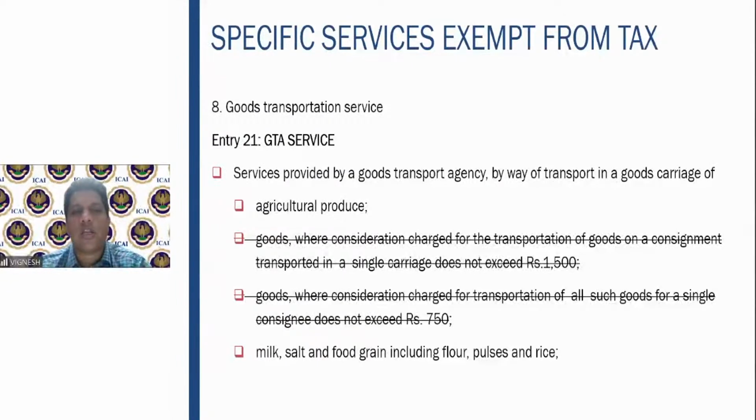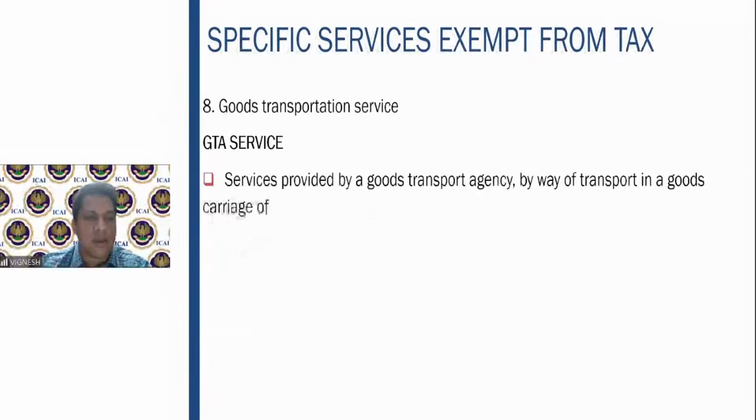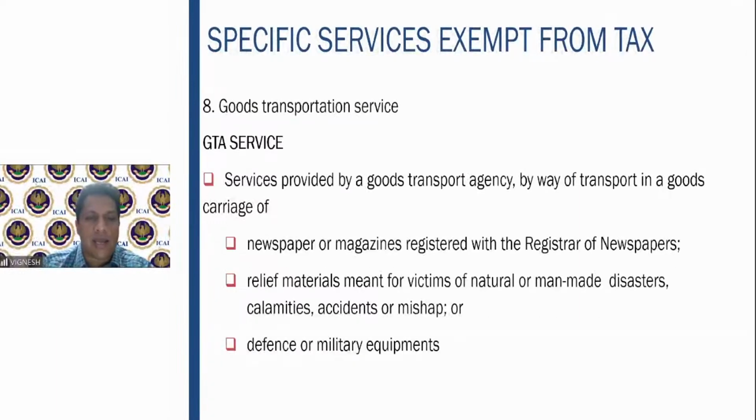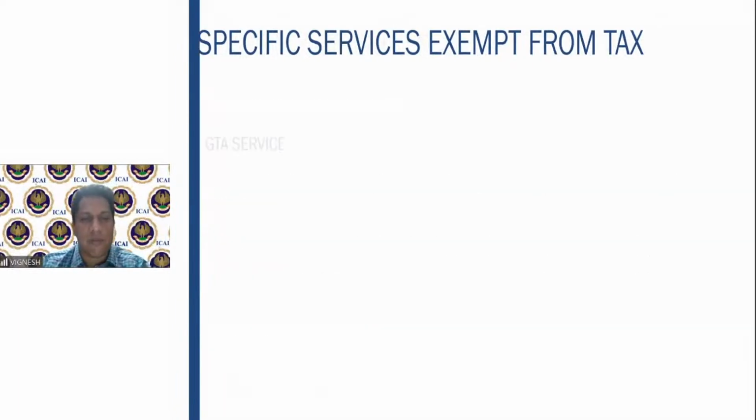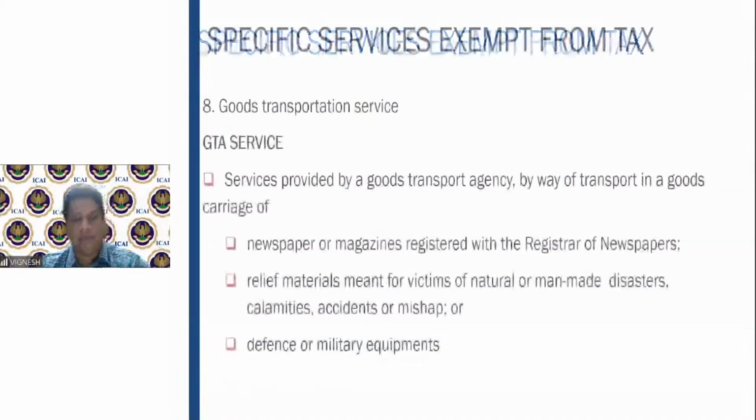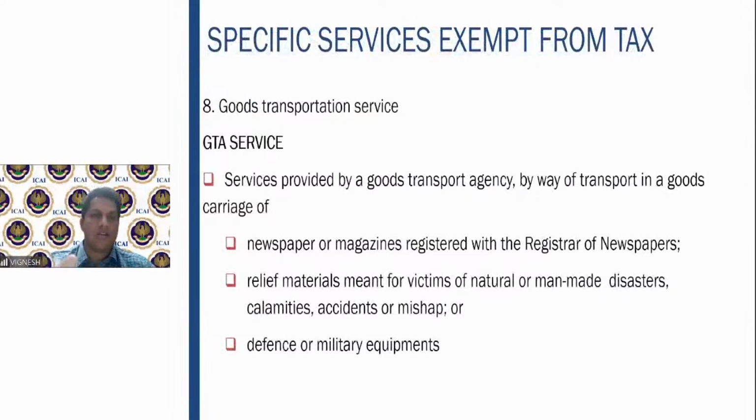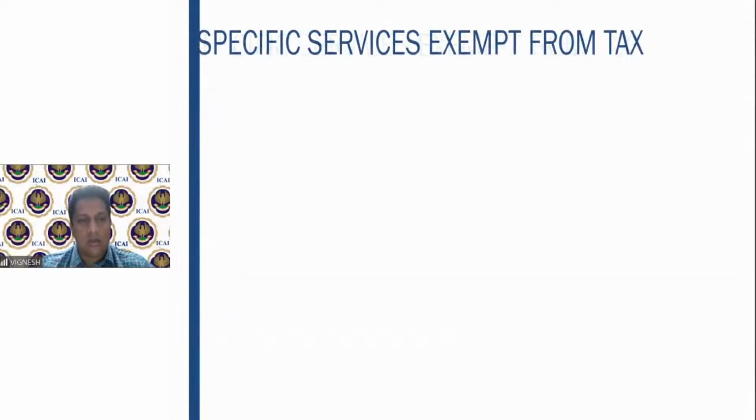Only these particular items are exempt. What are those? Agricultural produce, milk, salt and food grain including flour, pulses and rice, organic manure, newspaper or magazines, relief materials meant for victims, defense or military equipments. These are only covered as an exemption. So that 1500, 750 is no longer there.